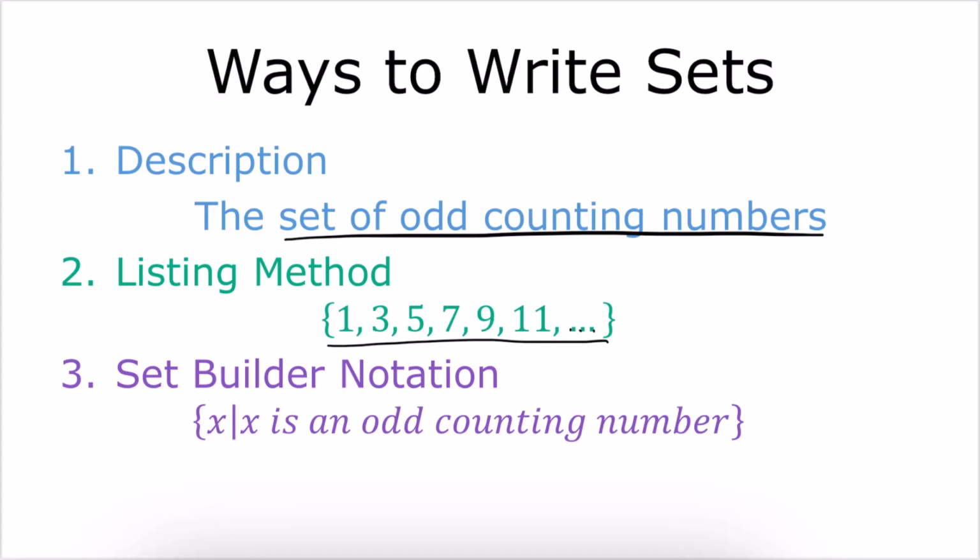Or the last type is to write it in set builder notation. With set builder notation, you define what's in the set as a variable, and then you define what conditions that variable needs to meet. So in this case, if we were writing the set of odd counting numbers, we would say it's the set of all x such that, so this line right here is basically separating the variable from the conditions that the variable needs to meet. So this would be the set of all x's such that x is an odd counting number. And so these are the three different ways that we can use to write sets.